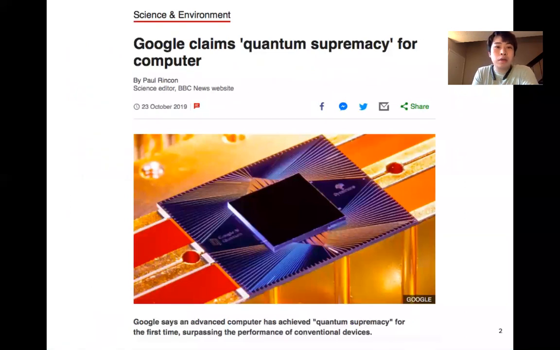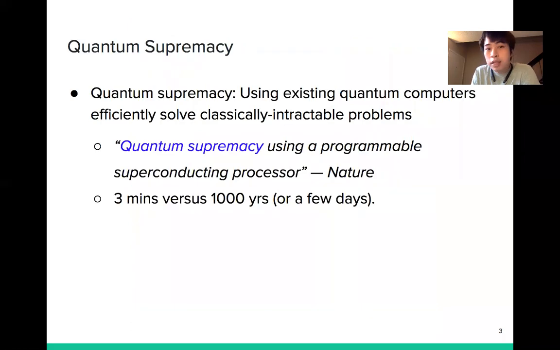Okay, so there was big news last year about quantum computers. Google claims quantum supremacy. Google says that they have a quantum computer that has achieved quantum supremacy for the first time, surpassing the performance of conventional devices. So what does that mean?